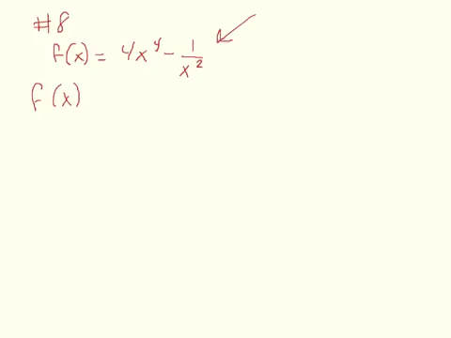All right, number 8. Your function is 4x to the 4th minus 1 over x squared. As that video told you, if you have an expression like that where your variable is in the denominator, you've got to rewrite it using negative exponents. x squared in the denominator means x to the negative 2 power. That's the definition of a negative exponent. So you need to rewrite it like that.